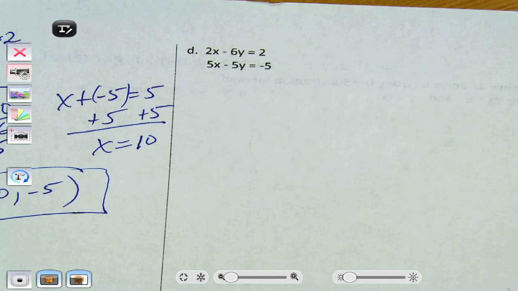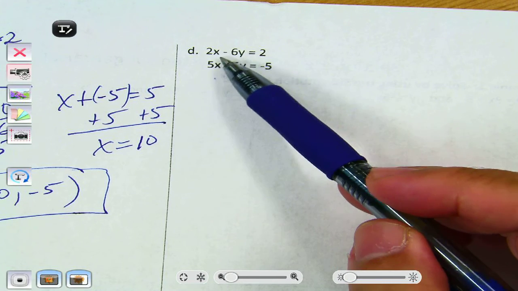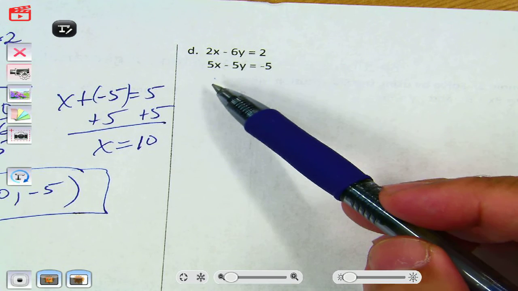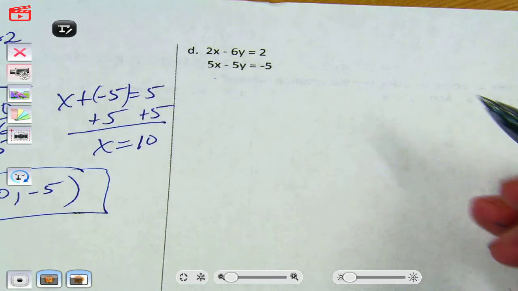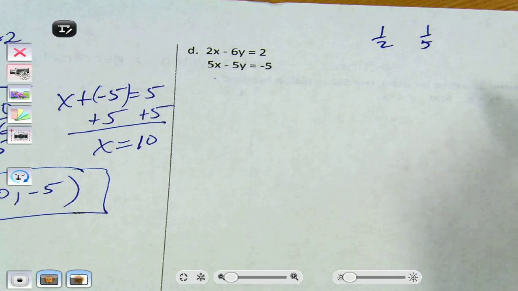Now this is going to get weird. I want them to have the same number but opposite signs. I'm going to use multiplication to get them to have the same number but opposite signs. So remember how to do fractions? If I had a fraction like 1/2 and 1/5, what's the common denominator?